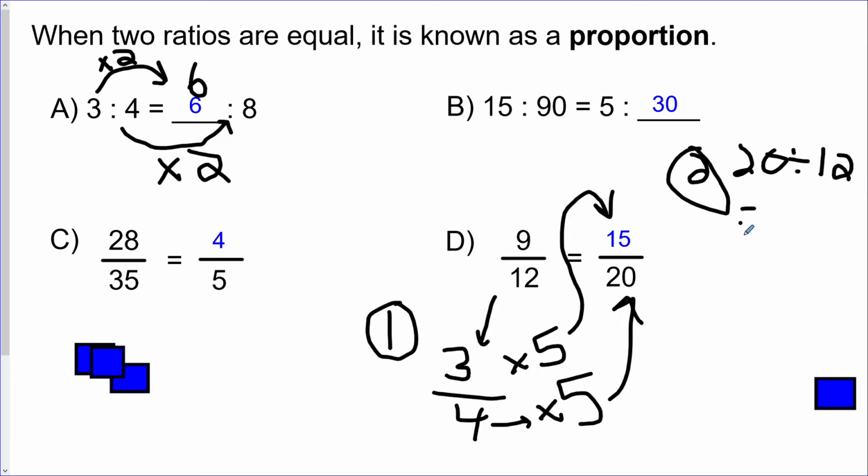And your answer when you do that is basically going to be 1.66666, so like a 1.6 with the bar notation over it there. And then that's what you would multiply 12 by to get 20, or you would multiply 9 by that to get 15. So if you did 9 times 1.66666, you would get a decimal that is essentially equal to 15.